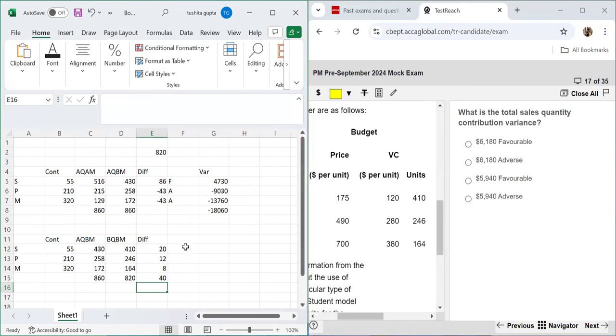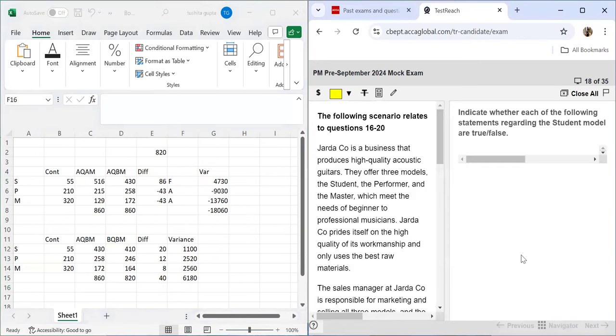Now we multiply the difference with the contribution. All of these are favorable, so we will just find out the favorable variance now. It's going to be the difference multiplied by the contribution. And then the sum of them is 6180 favorable. Moving forward to the next question.